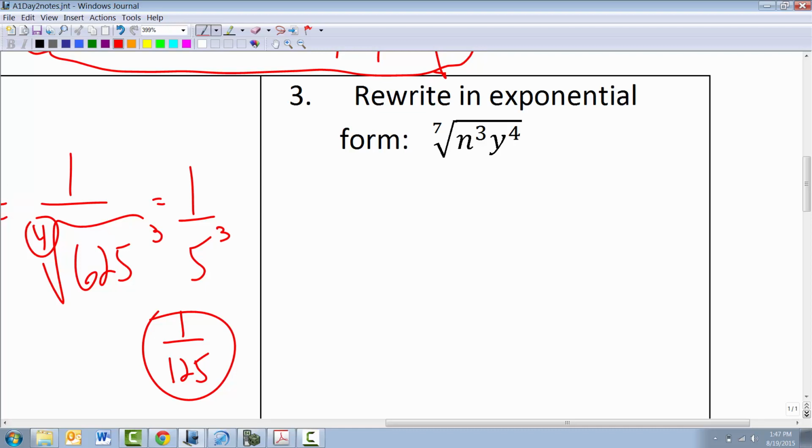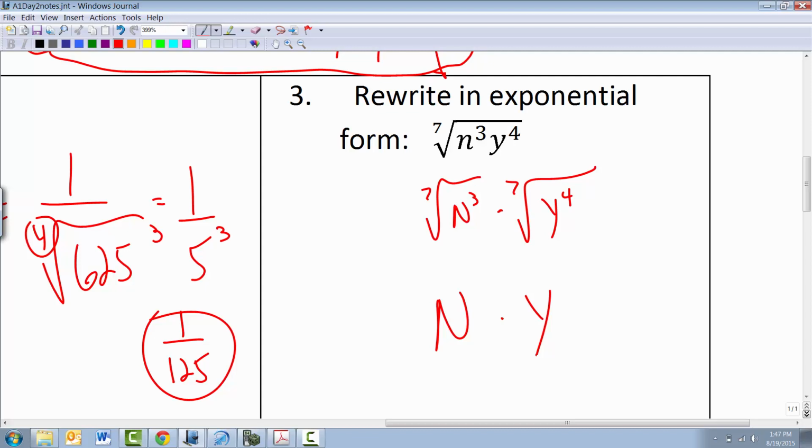I will help you, student number 25, to make this, not that you needed it, but always in radicals, as long as the indexes are the same, there's only one radical. Think of this at least as the 7th root of and the 7th root of. And then you can do this real fast. What's the answer? So writing it as an exponent means n to the what power times y to the what power?